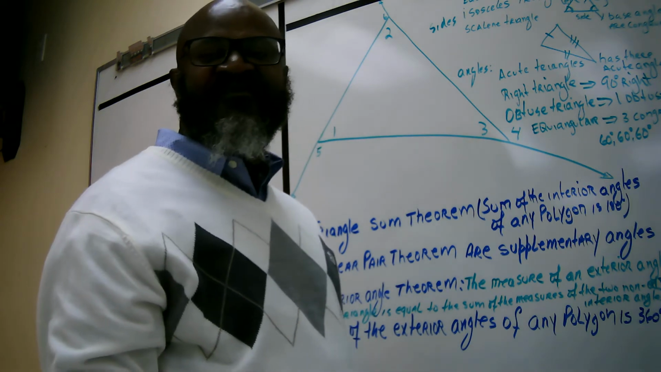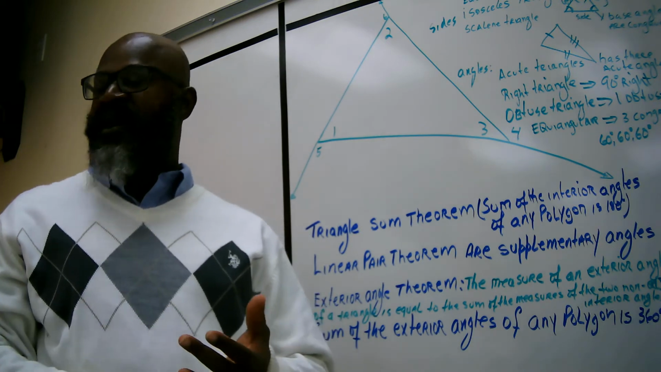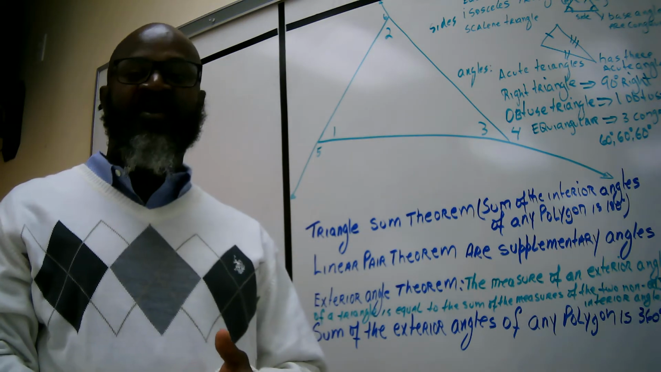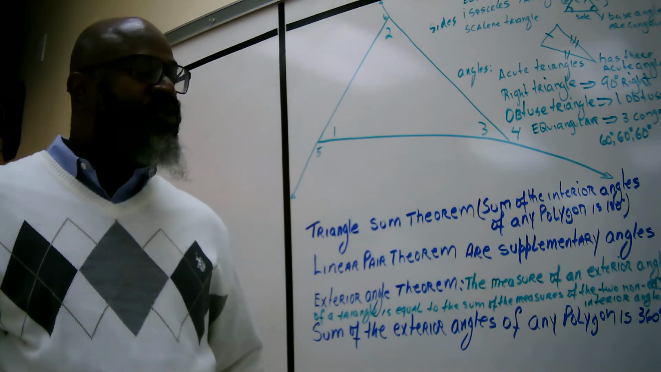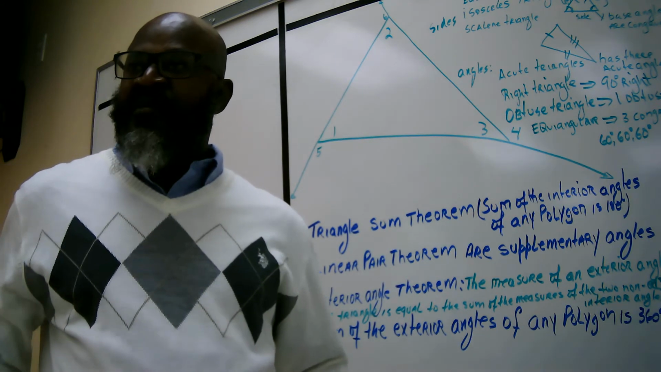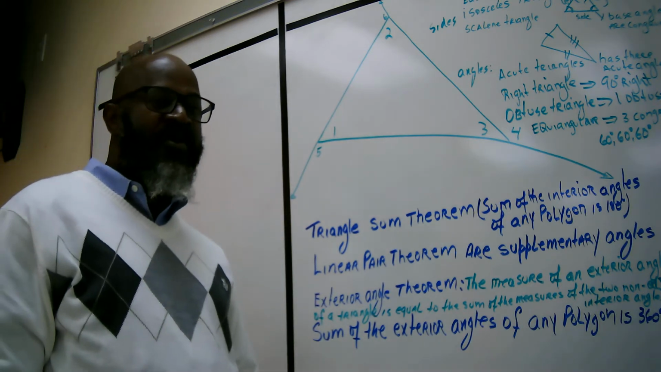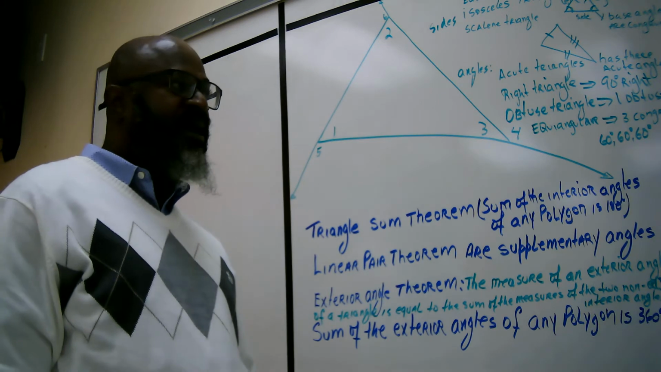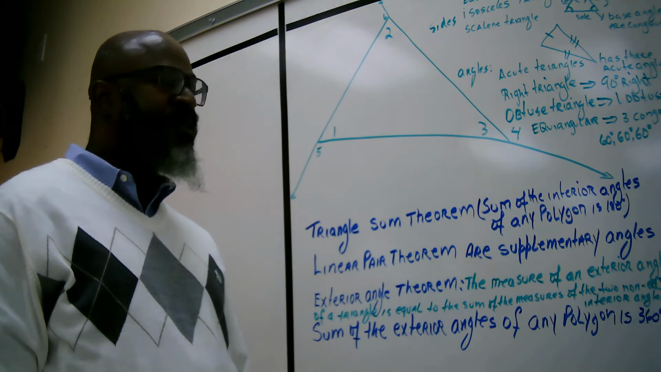So you have seven triangles. Triangles are classified either based on angle or based on side. So let's recap. Your triangles based on side are equilateral. It has three congruent sides, and if it has three congruent sides, you will have three congruent angles.